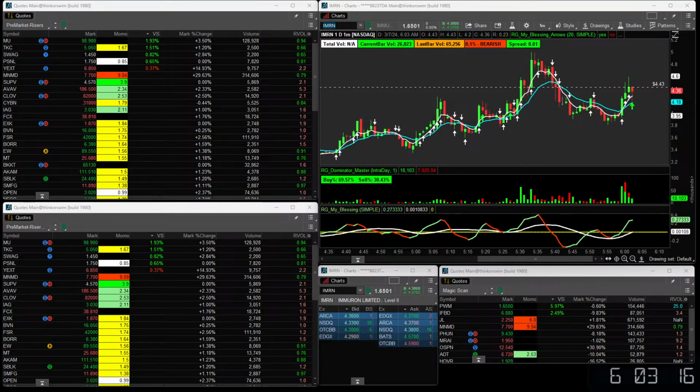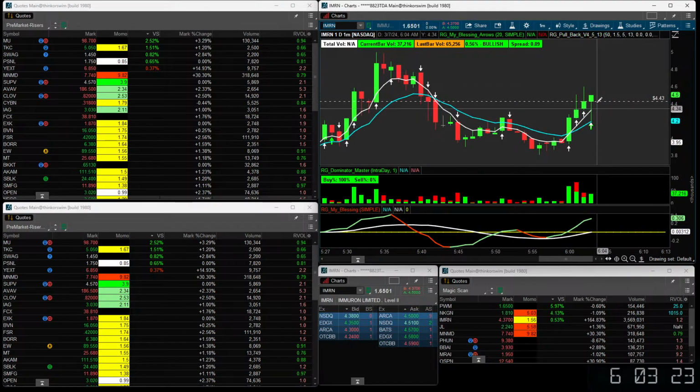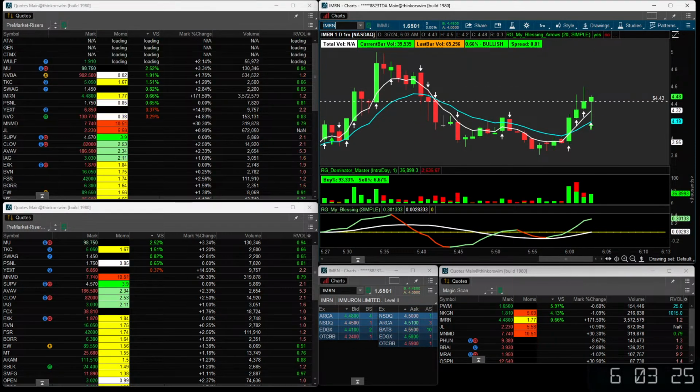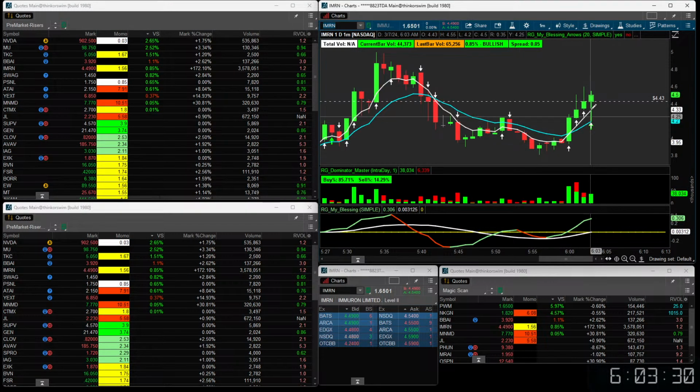Need this red candle to close, but if we see a long tail on the bottom, let me zoom in for you. If you see a long tail on the bottom, the buyers are buying it up. It'll probably go up higher. This is also an entry point when you see this long tail.